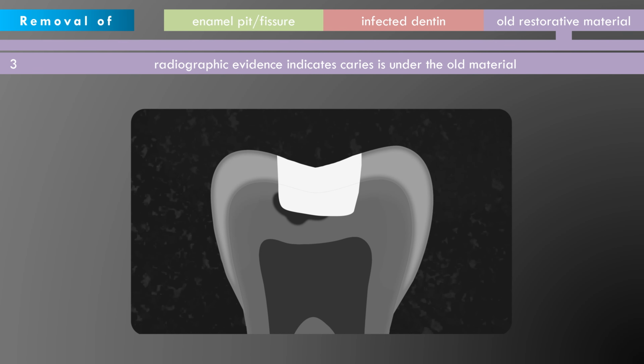And the third reason when we have to remove an old restorative material is whenever we are taking a radiograph, and if there is some evidence of secondary caries below the old restorative material, then we have to remove the old restorative material completely. Then we have to remove the secondary caries. Then we have to restore with a new restorative material. So with an old restorative material with secondary caries, the restoration must be replaced.